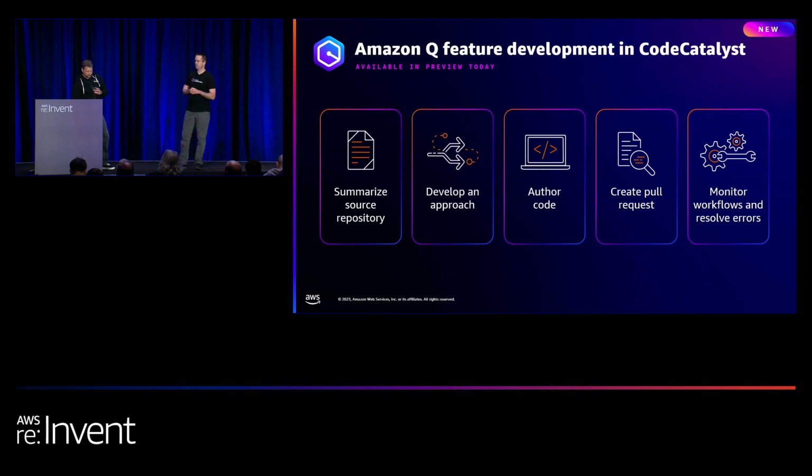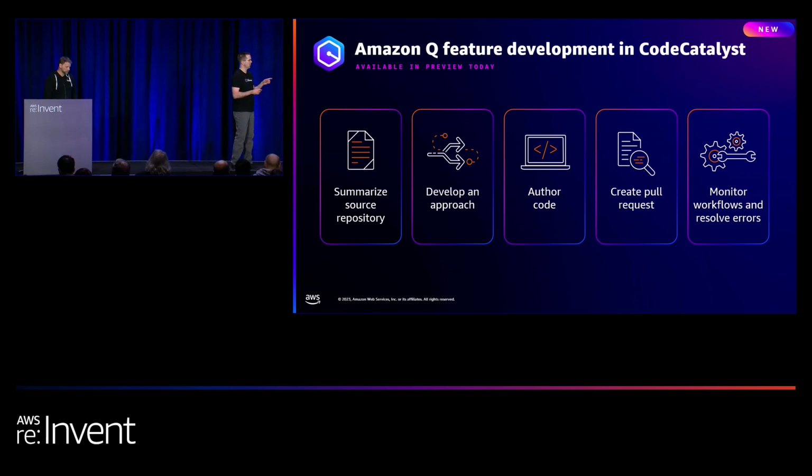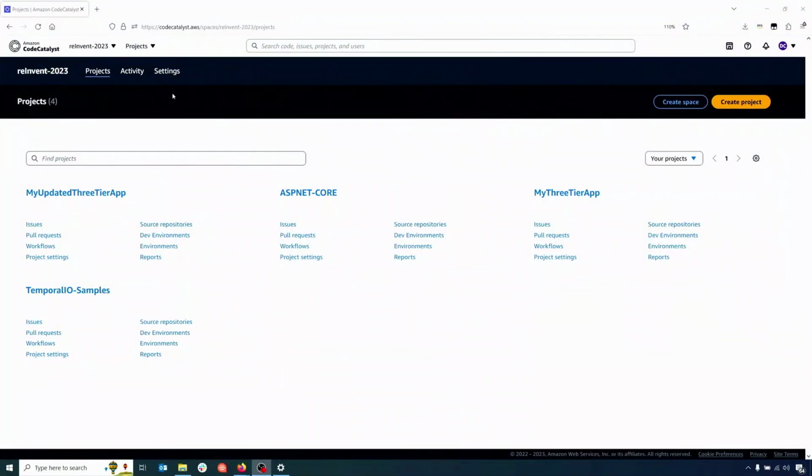There are also multiple points in this process when you're working with Q where if you want to interact and nudge it in a slightly different direction, you can do that as well. You can do that on both the approach as well as the pull request, and I'll show you that in just a little bit. Let me jump into a demo, show you what it looks like.